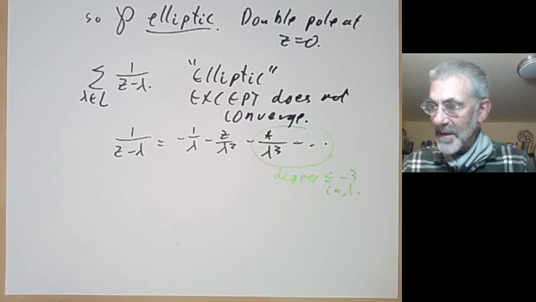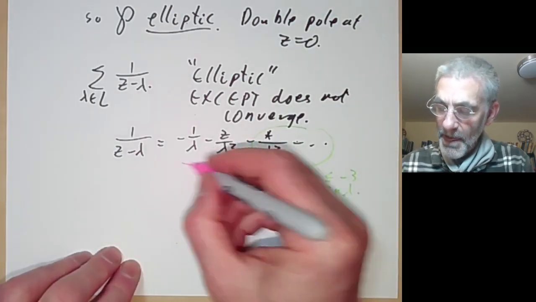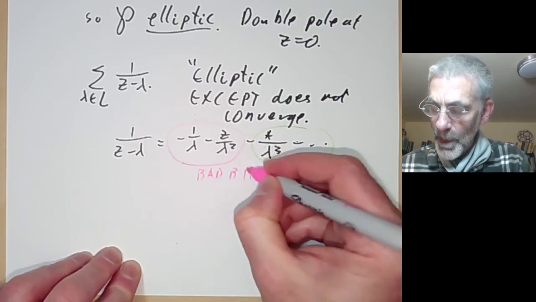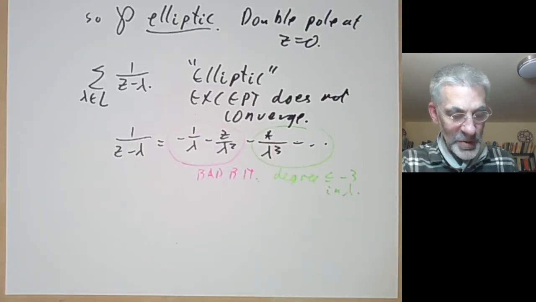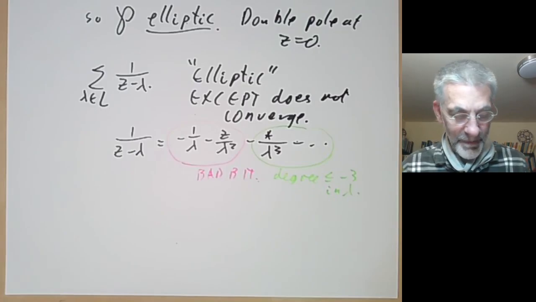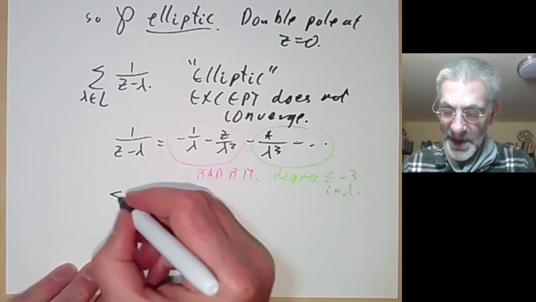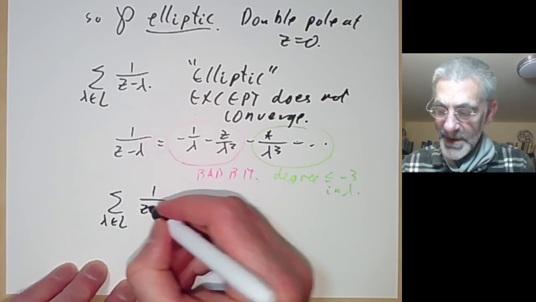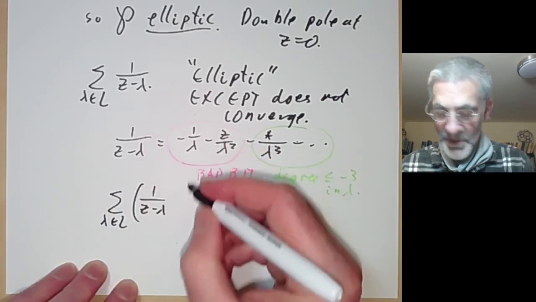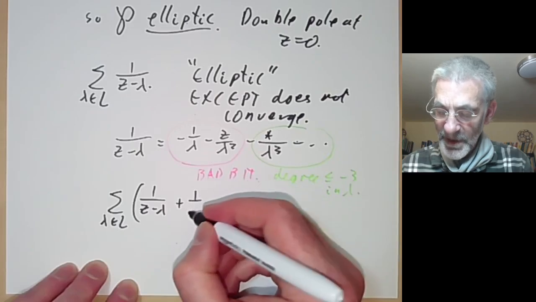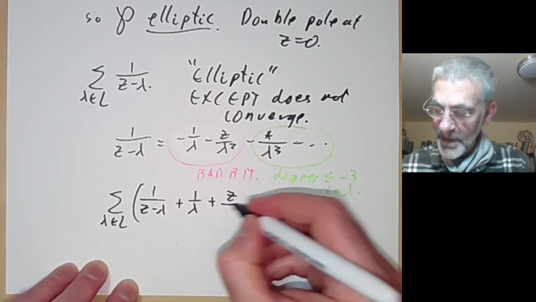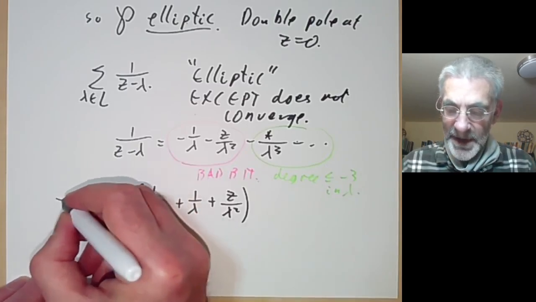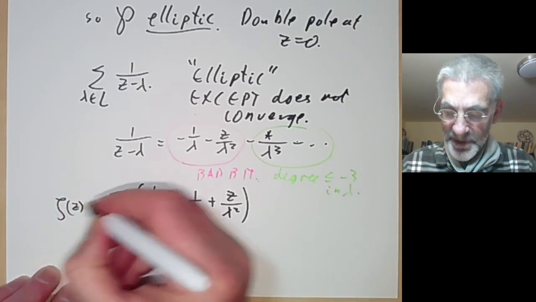So this is the bad bit. So what we do is we just subtract off the bad bit. And we define a function to be the sum over lambda in L of 1 over z minus lambda. And then we subtract off the bad bit. So we have plus 1 over lambda plus z over lambda squared. And this is the zeta function.